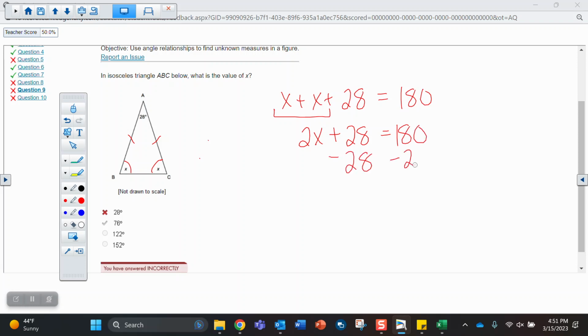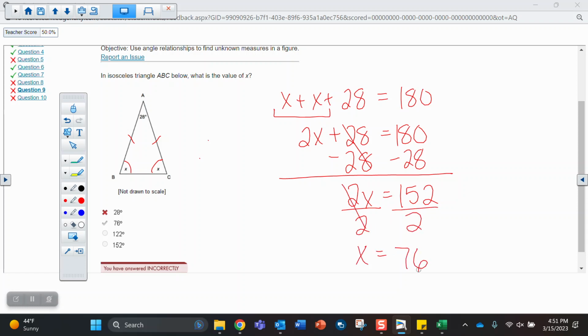Subtracting 28 from both sides, 2x equals 152, and dividing both sides by 2, we get x equals 76. So 76 plus 76 plus 28 is 180. Again, you could have just subtracted 28 from 180 and then recognized, okay, I have 152 degrees to now split evenly between two angles, so you just cut that in half. That's how you get 76.